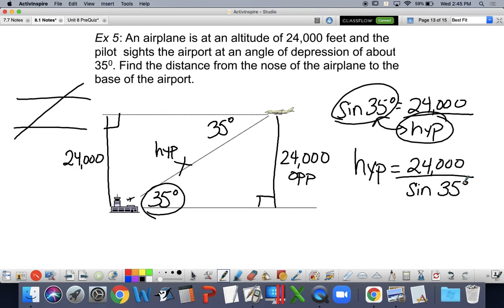So your distance to the airport, I got about 41,843, we'll just round to the foot. Anybody need help putting that in their calculator, checking?